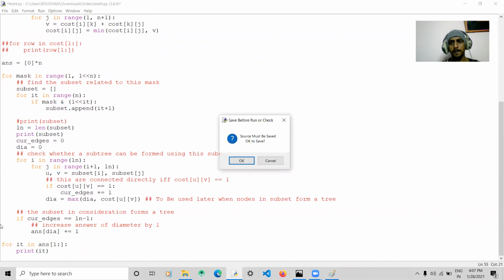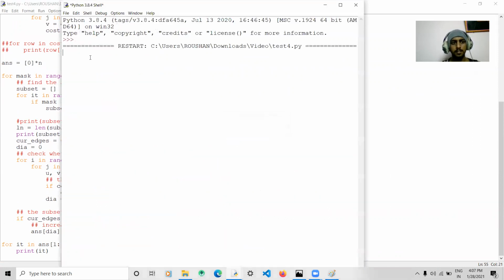Don't focus on the code. I will get to everything. Just focus on what's happening. So I am basically entering the tree every time. I should have just copied it.